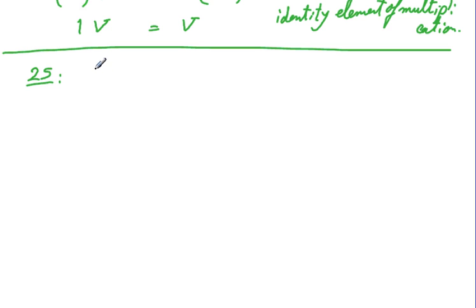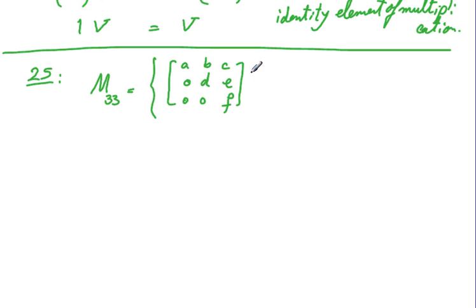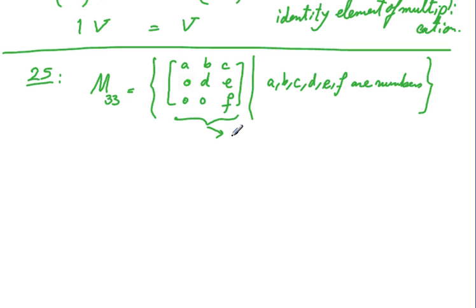It says, consider the following set. The book calls it M33s. These are this particular kind of matrices, A, B, C, 0, D, E, 0, 0, F. So what is the name of these guys? We call them upper triangular matrices. If you want to describe it in words, these are 3 by 3 upper triangular matrices.